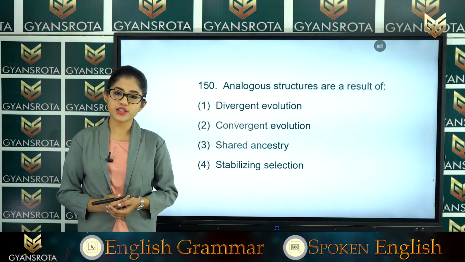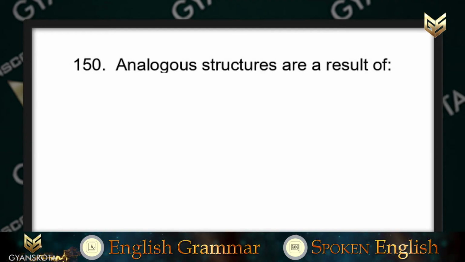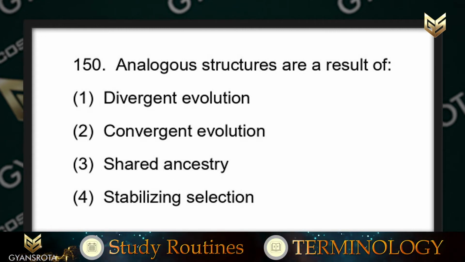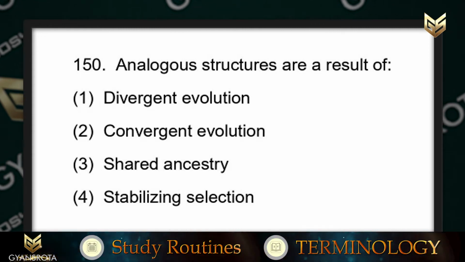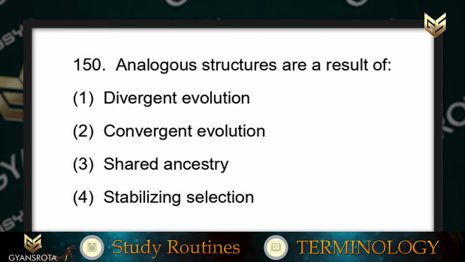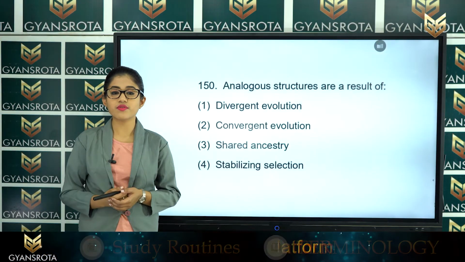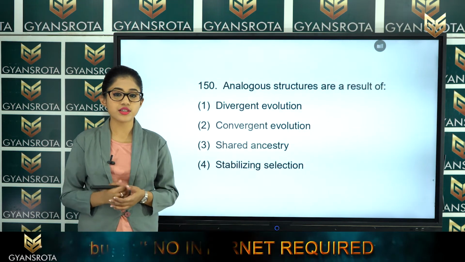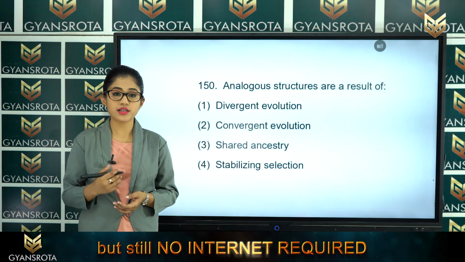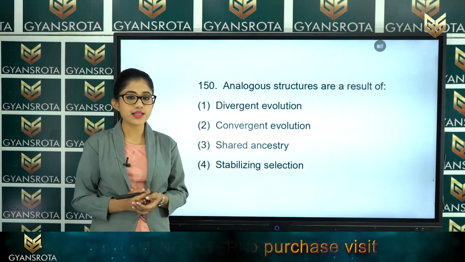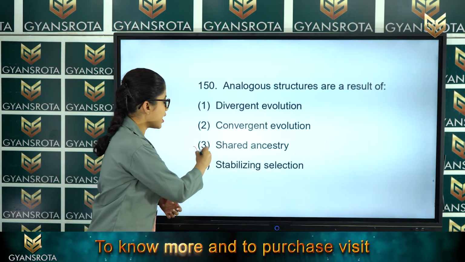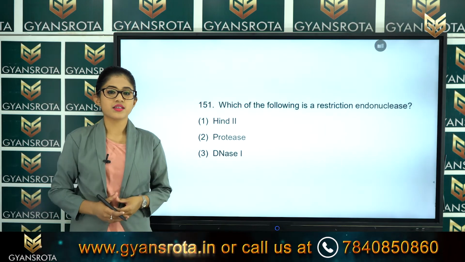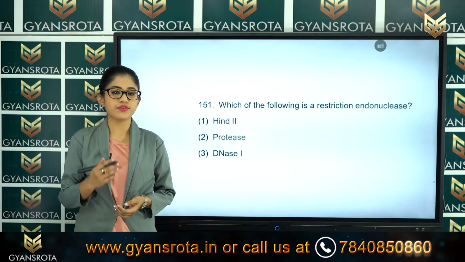The next question is question number 150. Analogous structures are a result of divergent evolution, or convergent evolution, or shared ancestry, or stabilizing selection. This is a direct question from the NCERT textbook of the chapter Evolution. So the analogous structures are a result of what? Are a result of shared ancestry. That means option number 3 is the correct answer. Alright. Now let's move on to the next question, question number 151.